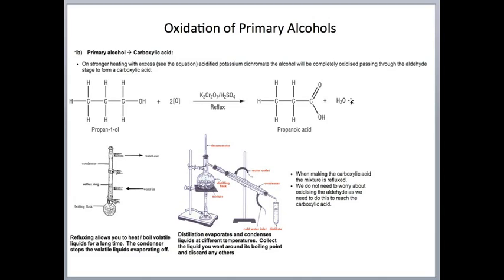When we make carboxylic acids, the mixture is refluxed. We don't need to worry about oxidizing the aldehyde, as we need to do this in order to reach the carboxylic acid. So again, distillation evaporates and condenses liquids at different temperatures, and it collects the liquid you want around the boiling point and discards any other. So again, this is how we would collect the carboxylic acid.